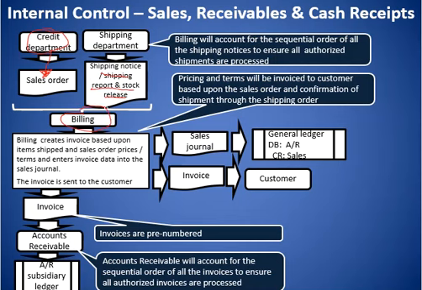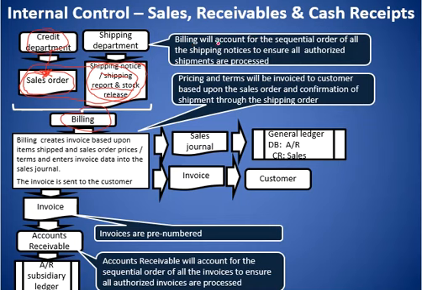Now, what that means is the billing department is going to have the correct information to bill the customer in terms of pricing, terms, and the customer itself. And then the billing department is also going to have verification that the actual amount of items were shipped to the customer. So these two documents are matched up, and then the billing department is going to create a bill, or an invoice rather.